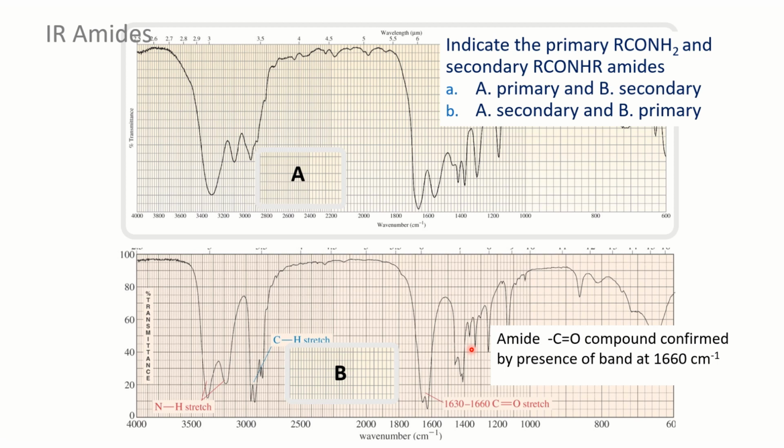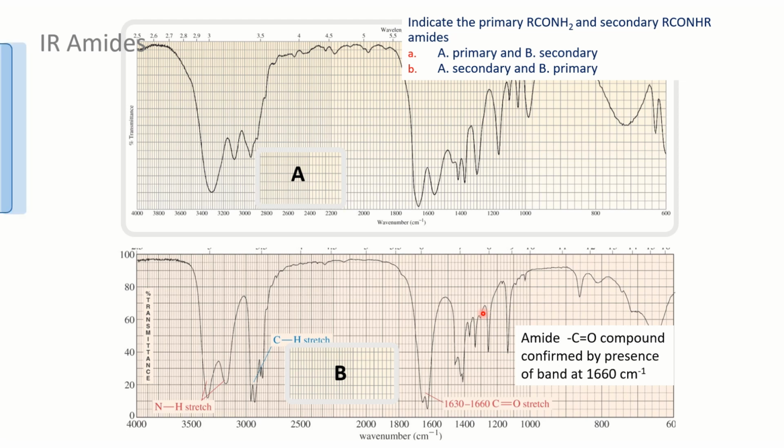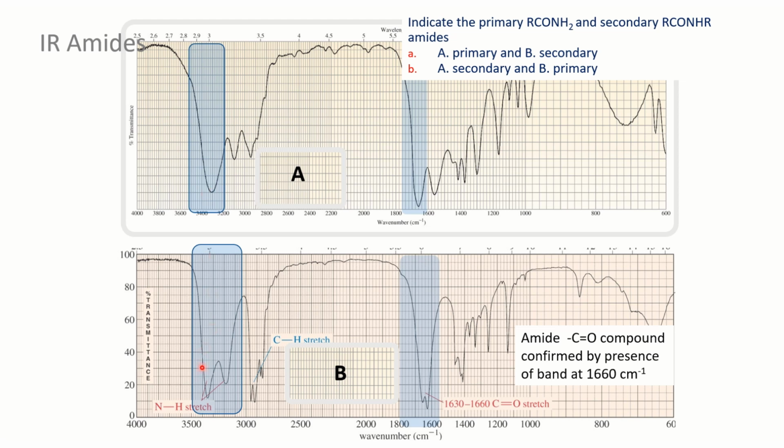You can see, for example, that we do have some sort of carbonyl, and then we have some NH. But if you look closely at the NH here, you can see we have a single band, which tells you that you have a secondary amide. And here, we have this doublet, which tells you that we have a primary amide, i.e. we have an NH2 present.